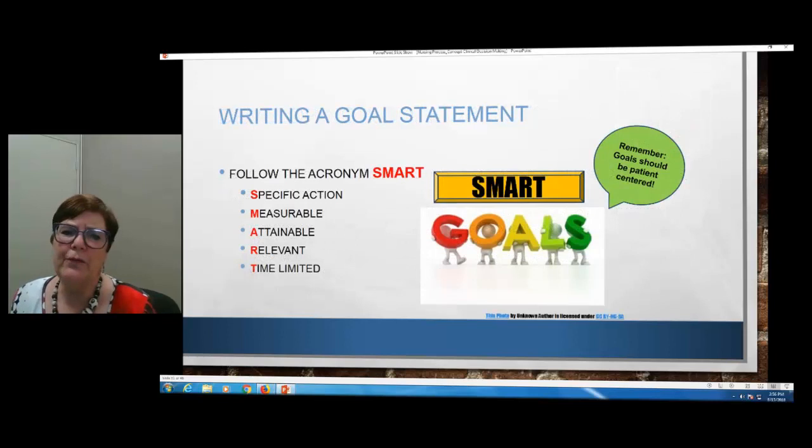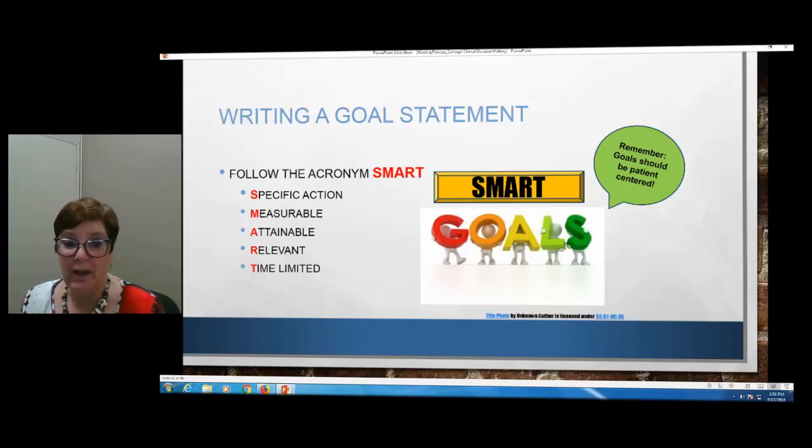So you want to follow this acronym, SMART. If you follow SMART, then you will always have a well-written goal statement or outcome statement. And again, I want to remind you that goals should be patient-centered. So SMART stands for specific action, measurable, attainable, relevant, and time limited. By specific action, it means that you are going to have one goal for each nursing diagnosis or problem.